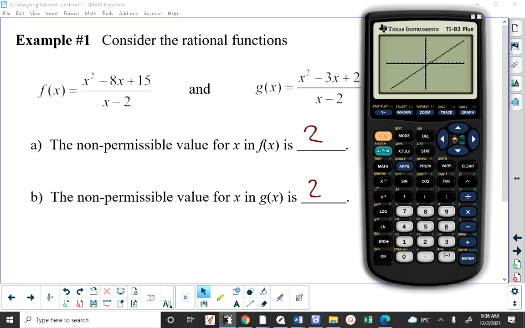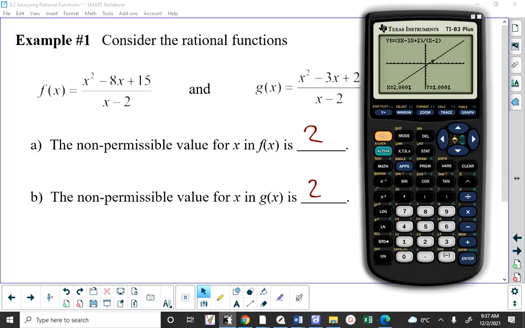So what we can do right now, just as an investigation, is if I go trace, I can enter an x coordinate. So I'm going to go trace 4, and I get a y coordinate of 3. If I go trace 2, I don't get a y coordinate because there is no point there. This is weird, because if I go trace 1.9999, I get a y coordinate. If I go trace 2.0001, I get a y coordinate.